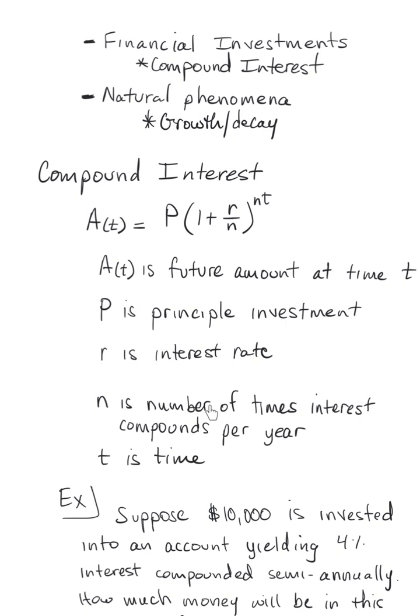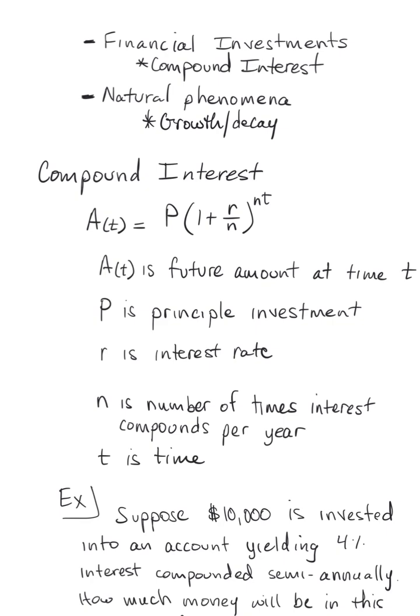N is the number of times per year the interest is going to be compounded. So in the previous example, if it's compounded annually or one time a year, then n would equal 1. If it's compounded semi-annually, then that's twice a year, so n would be 2. If it's compounded quarterly, that means 4 times a year, so n equals 4, and so on. And t is time in years.